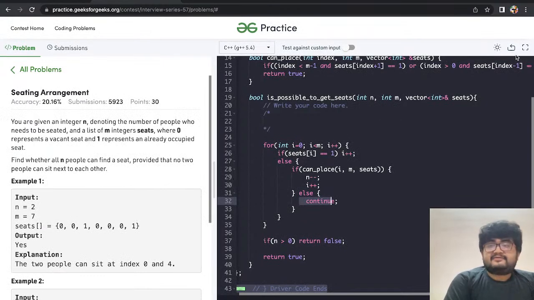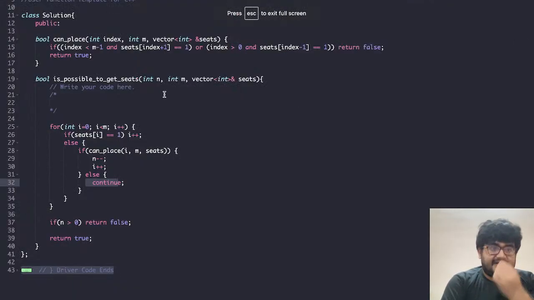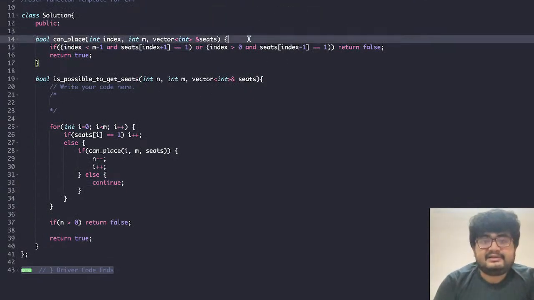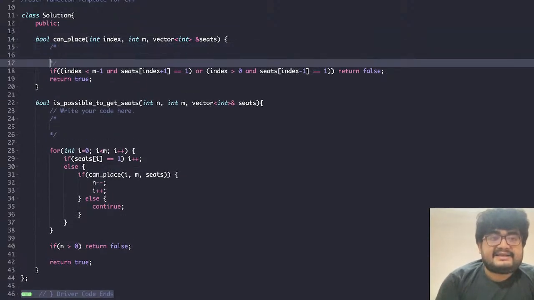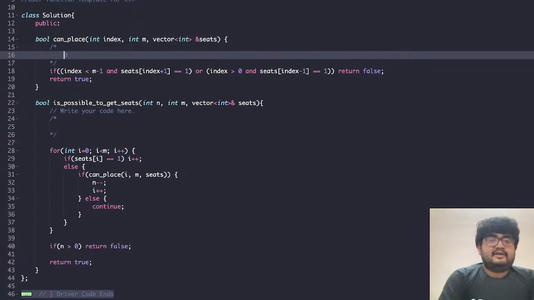Please explain the canPlace function once. It's not very difficult. What it's checking is, if we have a seat, let's say we are at an index like this, we have some 0 here, we are at this index, and before this there is a 1, right?